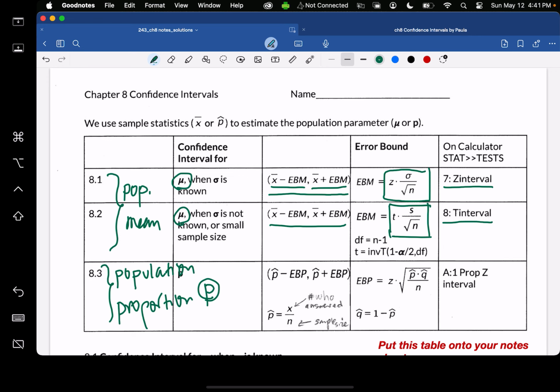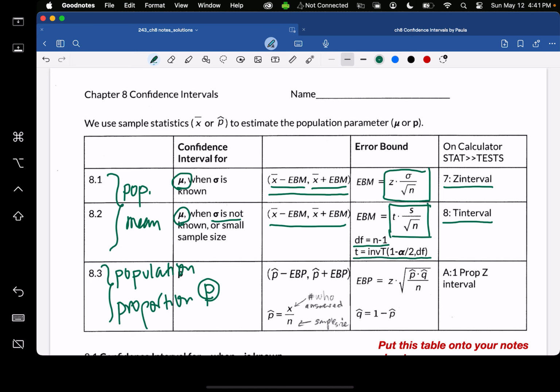T is really similar, and I don't really break my brain over the difference between the two, but t is what you use when you do not have sigma. When we get into the t distribution, we need to know that the degrees of freedom is n-1, and the TI-84 can also give you the t-score that you need. So I'll walk you through that process.